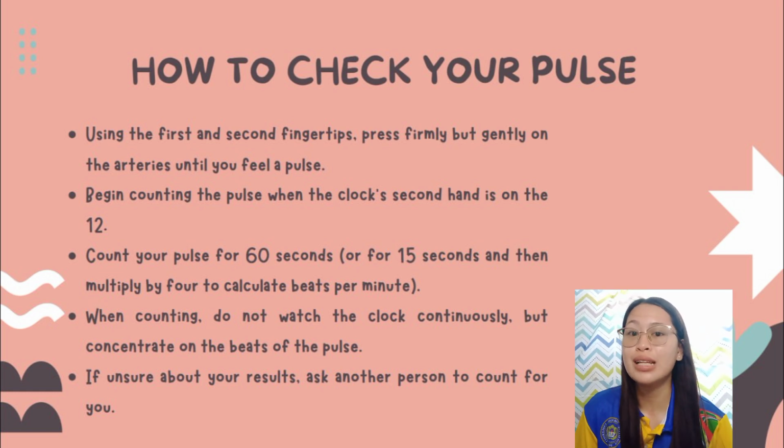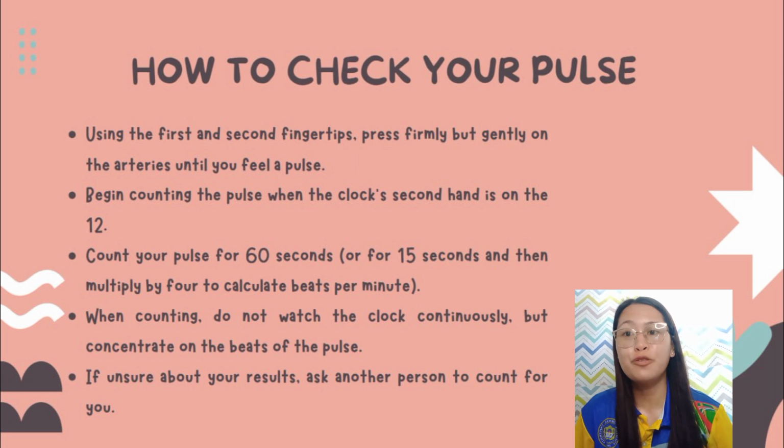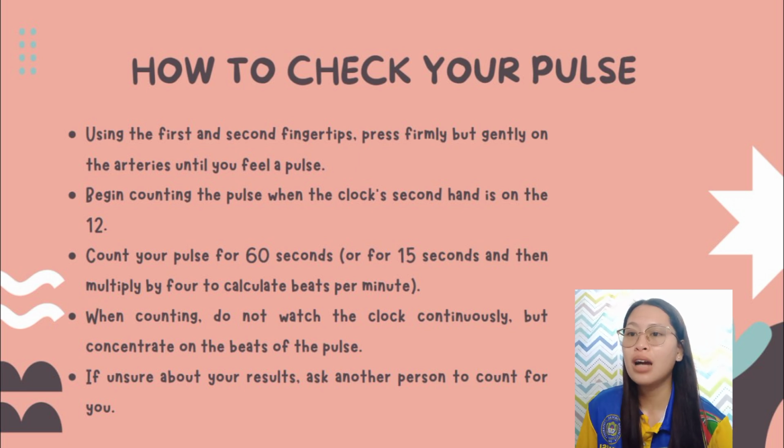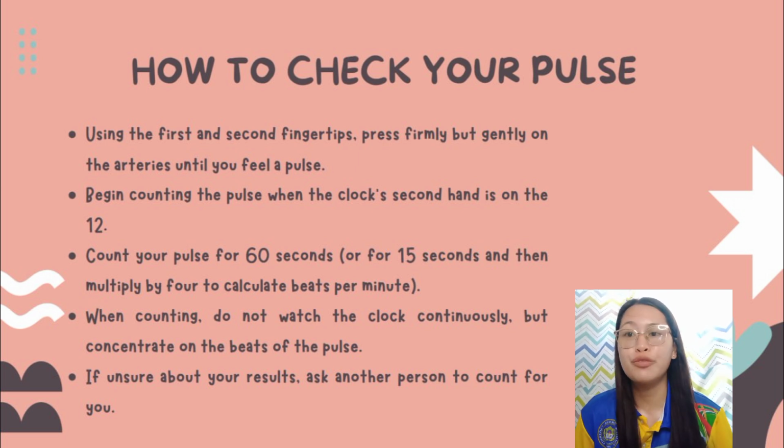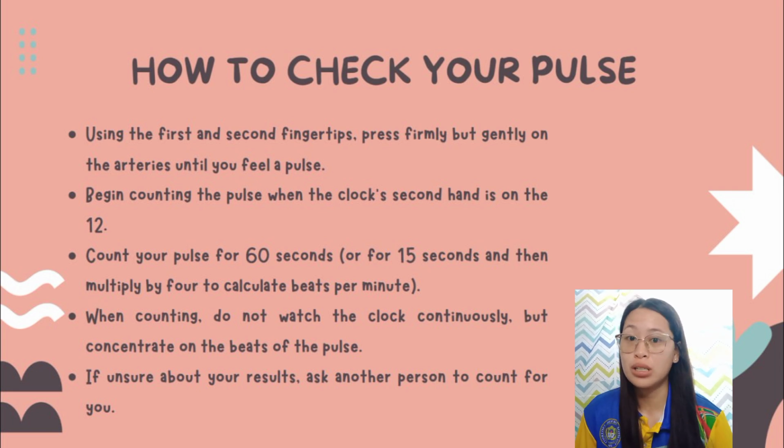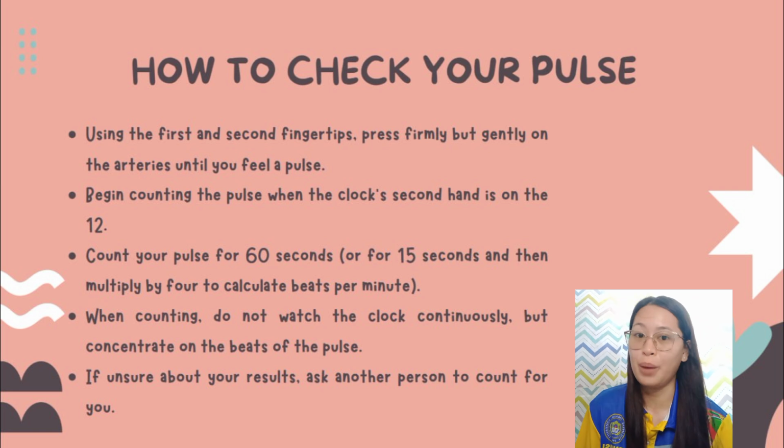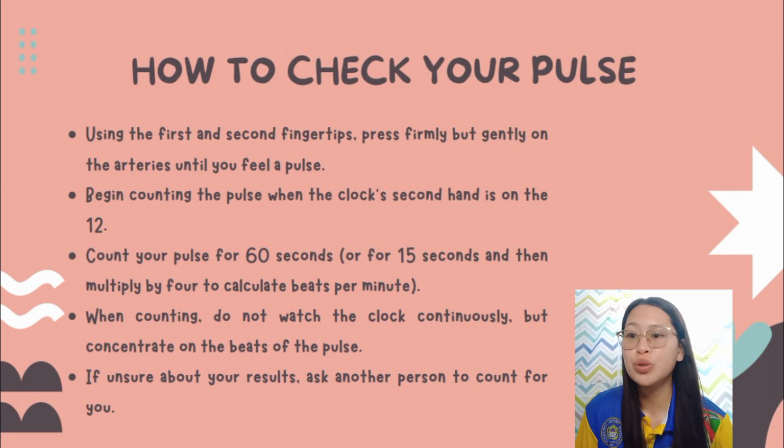First, using the first and second fingertips, press firmly but gently on the arteries until you feel a pulse. Second, begin counting the pulse when the clock's second hand is on the 12. Third, count your pulse for 60 seconds, or for 15 seconds and then multiply by 4 to calculate beats per minute. When counting, do not watch the clock continuously, but concentrate on the beats of the pulse. And the last is, if unsure about your result, ask another person to count for you.